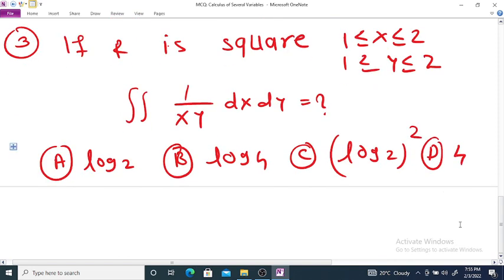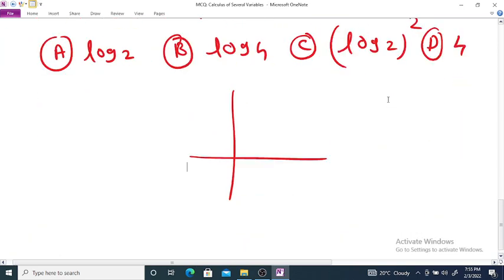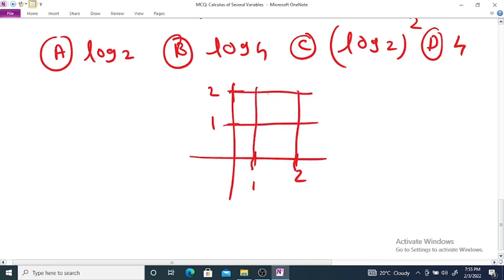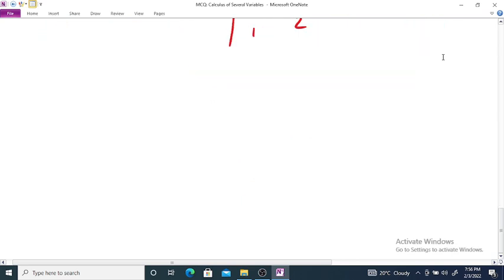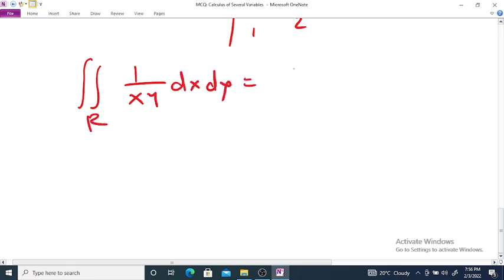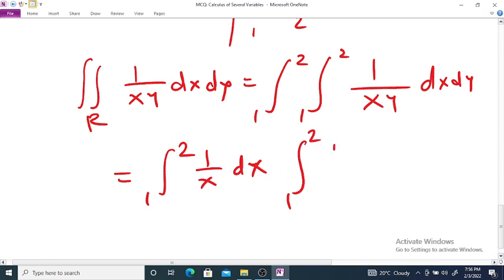So here again, if you draw the given region, 1 less than or equal to x less than or equal to 2. Suppose here 1 and 2, and here 1 and 2, then the region is bounded by these lines. So the limit of x is 1 to 2 and the limit of y is also 1 to 2. Both limits are constant. So the double integration of 1 divided by xy dx dy over the region R is equal to the integration from 1 to 2 of 1 divided by xy dx dy. Since the limits are constant, you can apply Fubini's first theorem and evaluate the integration in x and y at a time.